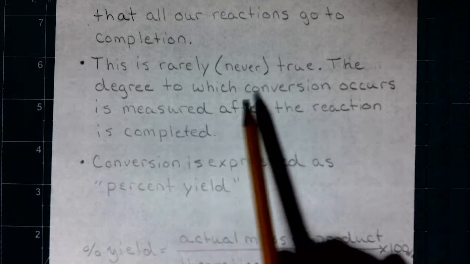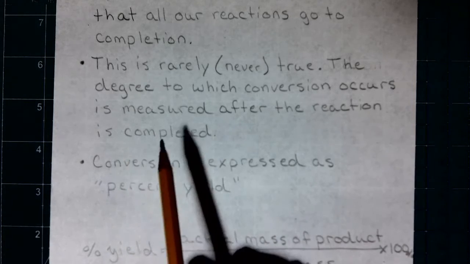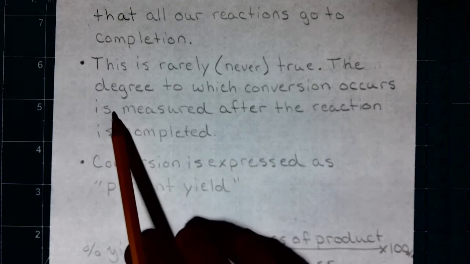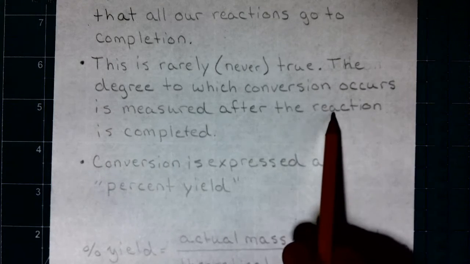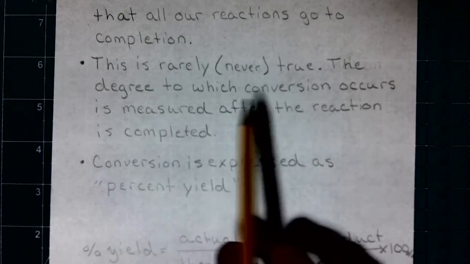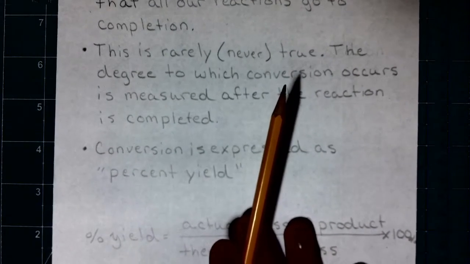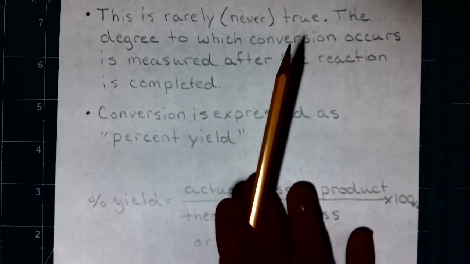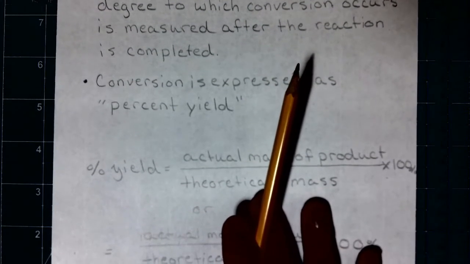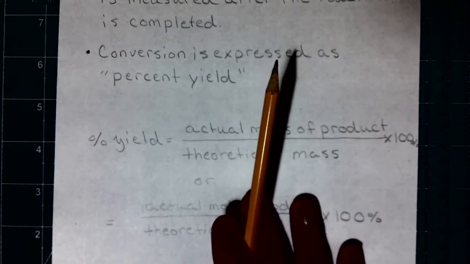The degree to which conversion occurs is measured after the reaction is complete, and basically reactions pretty much never actually go all the way to the products. There's always some amount that doesn't react no matter what, and the reason for that really can vary according to a lot of different variables. It would really be kind of unrealistic for us to expect that we could get every single molecule to react.